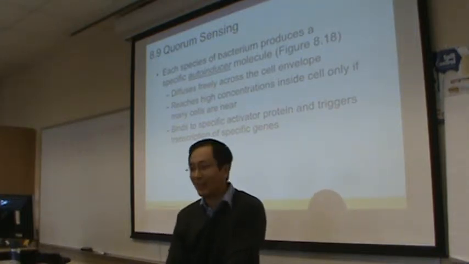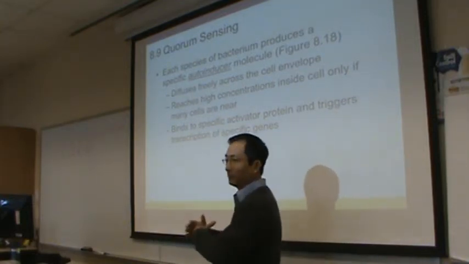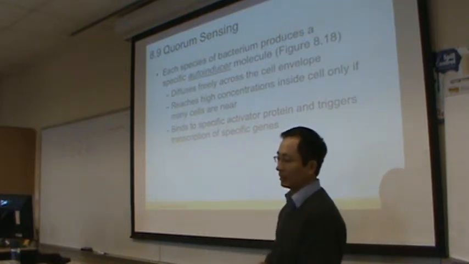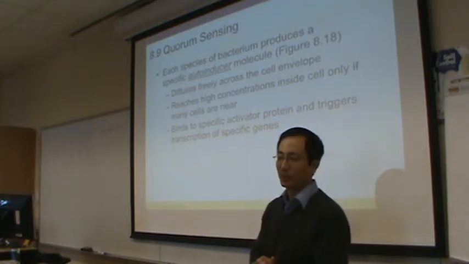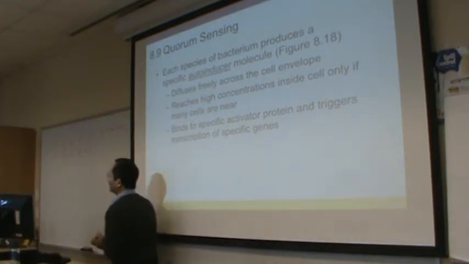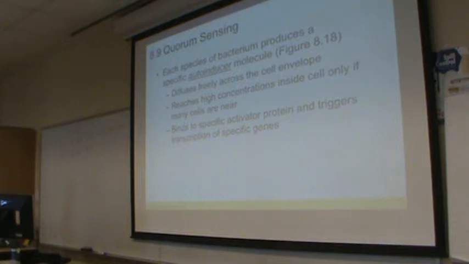So when you have enough people who want to do the same thing, then you start to work on it. If you are just one cell and want to start something, it's going to think twice. That's basically what quorum sensing is.